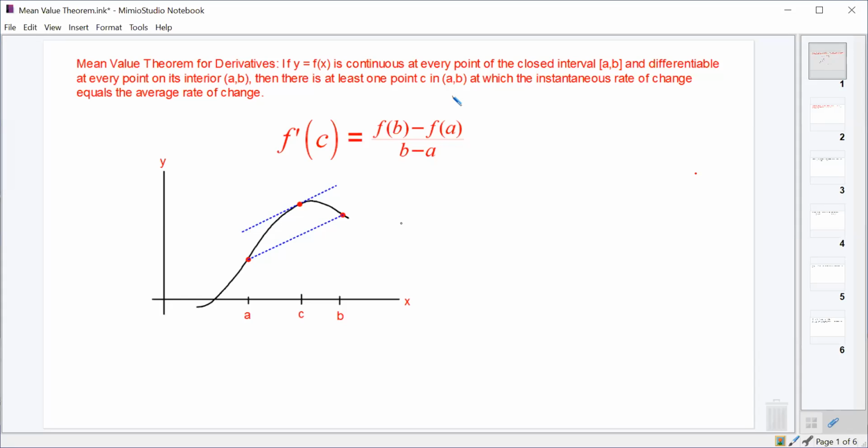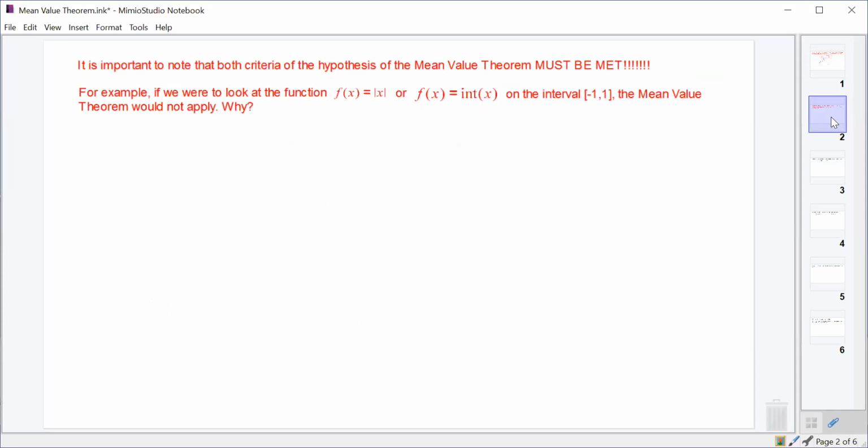So the formula that we use for that is f prime of c, or the derivative, or the instantaneous rate of change at c, is equal to, and that's just the slope formula, f of b minus f of a over b minus a. We're only guaranteed that this is true if the function is continuous and differentiable on that interval. Good?